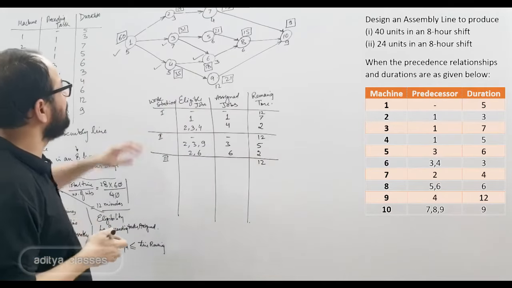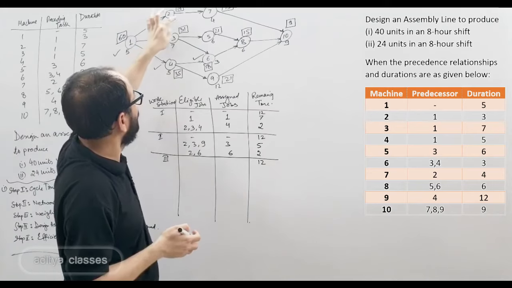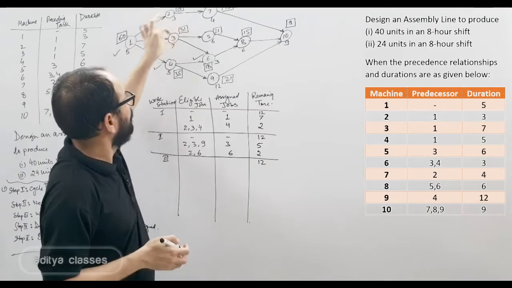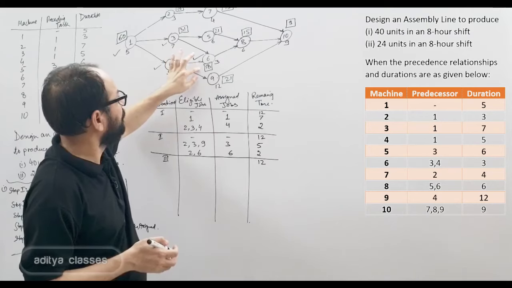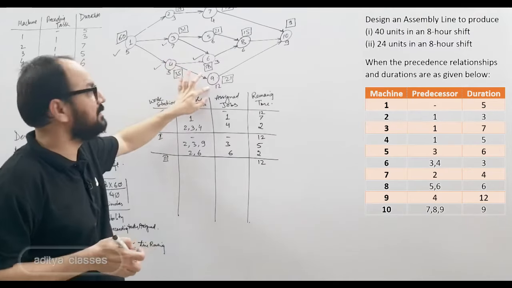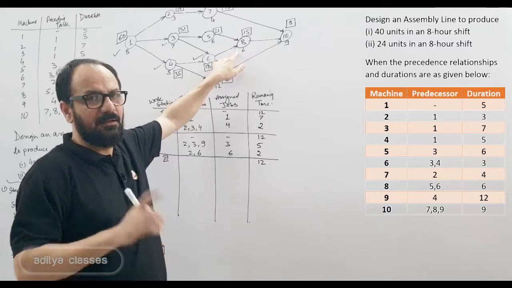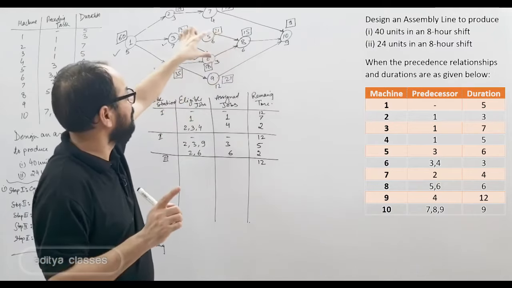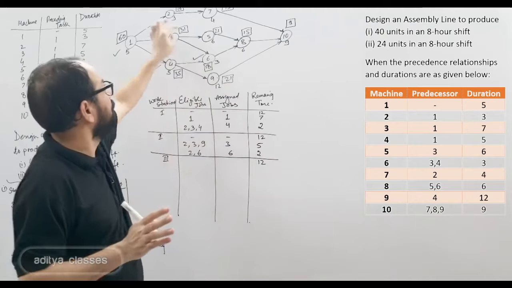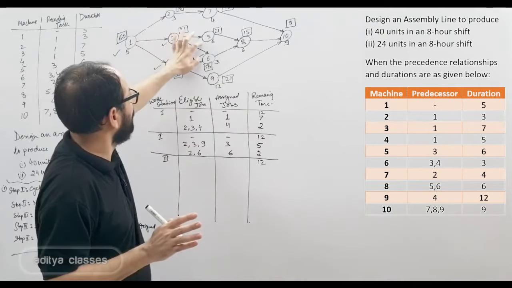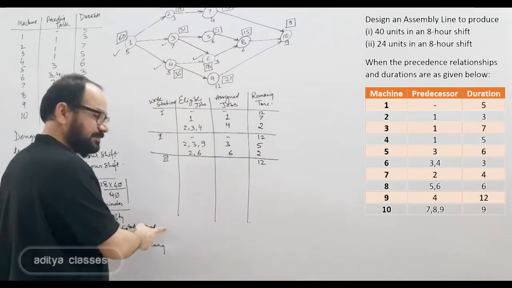And who will be the new eligible ones? 2. Due to 3, this 5 is eligible. Due to 4, this 9 is eligible. Is 8 eligible? 8 is not eligible because 8 is getting its inputs from 5 and 6 and 5 has not yet been assigned. So our eligible jobs are 2, 5 and 9 on first condition.